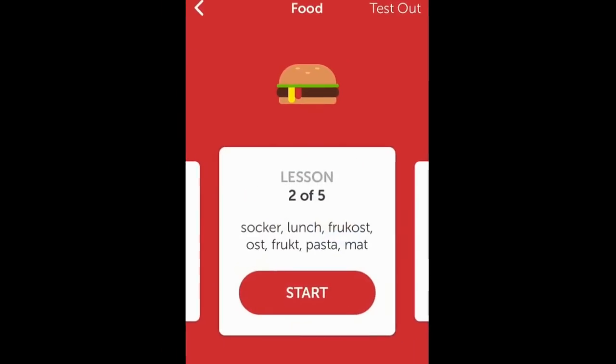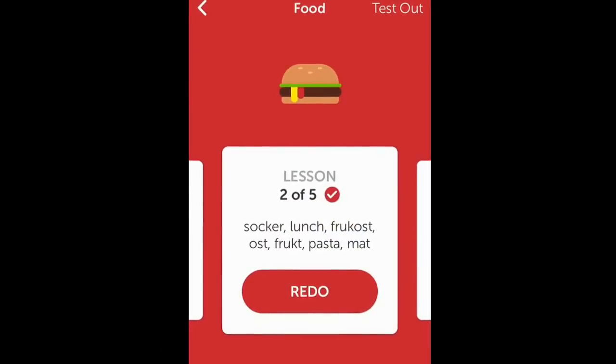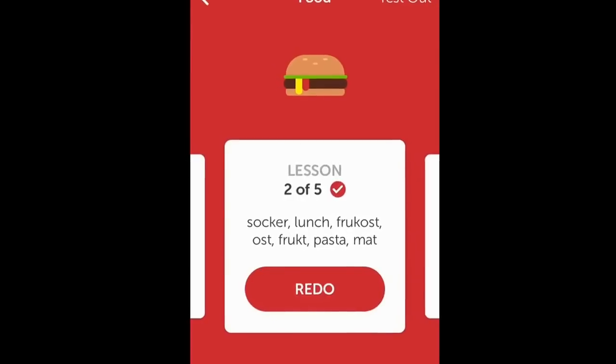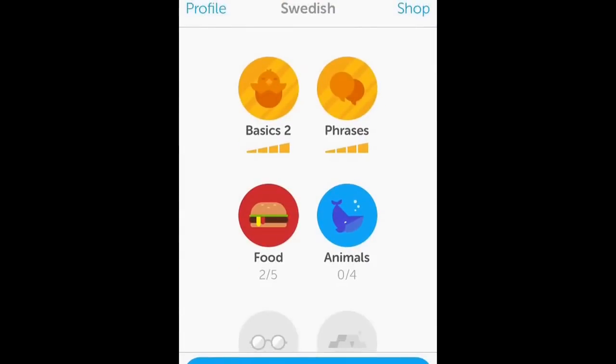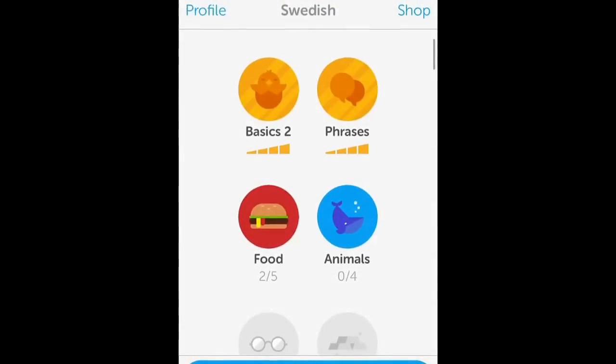All right, so continue. So that was 2 out of 5. I'm not going to do any more and just show you guys how it's laid out, but that's basically what it is. So like I said, it's a lot of repetition. It's not gold yet because I still have to finish. I have 2 out of 5. And then you see this at the bottom.